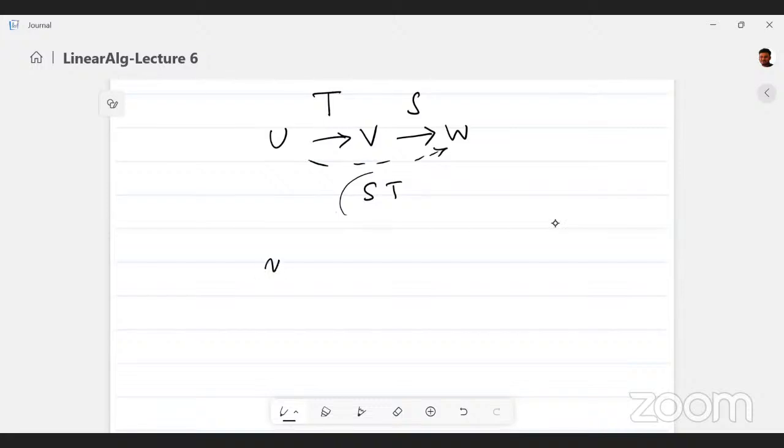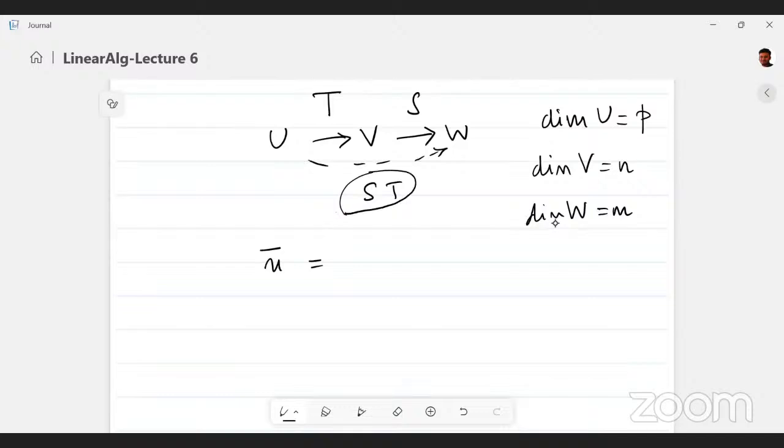Okay. So what I can do, I can fix a basis U bar. Okay. So let me take the dimension of U to be P. Okay. And then the dimension of V to be N as before, the dimension of W to be M. Okay, so these are all the numbers that I am looking at. So I'm looking at this ST. So then U bar I'm fixing, that is U1, etc. UP. And then V bar is already given, W bar is already given.